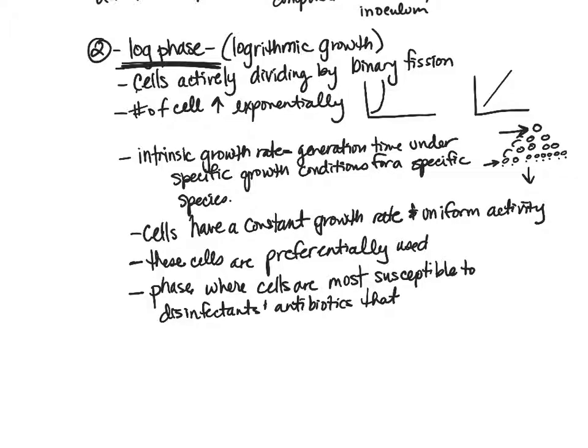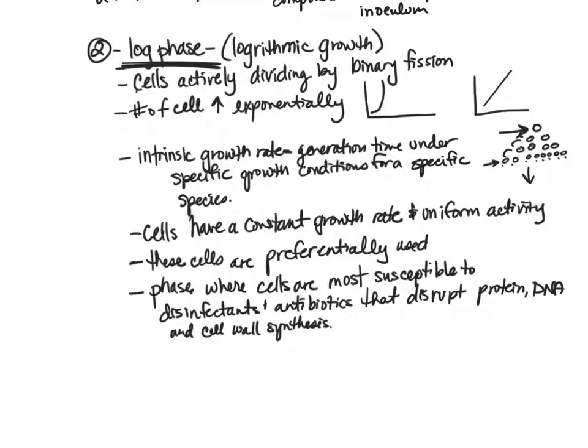And that's because some of these disinfectants and antibiotics are going to disrupt protein, DNA, and cell wall synthesis. So if our antibiotics are designed to stop bacteria from making proteins or stop bacteria from making copies of its DNA or stop bacteria from synthesizing its cell wall, then this is when we want to give that antibiotic because this is when it would be useful.